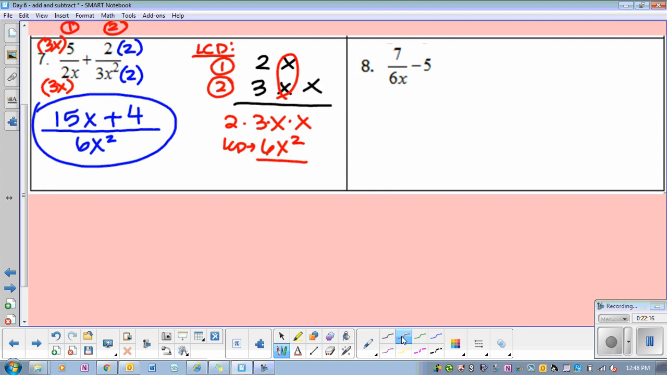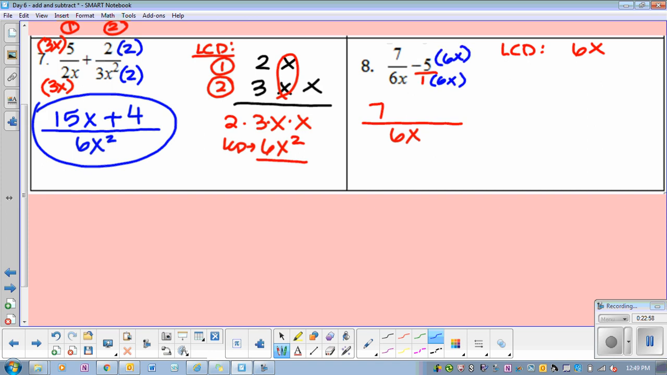Well, first off, they don't have the same denominator. The second one isn't even written as a fraction, but you guys know how to do that. You just have to put a 1 underneath. If you ever have a 1 as your other denominator, then this is easy, because what is your denominator? 6x. So your LCD is 6x. What is this first one missing? Nothing, because it's already 7 over 6x. So I'm going to put 7. What is the second one missing? 6x.